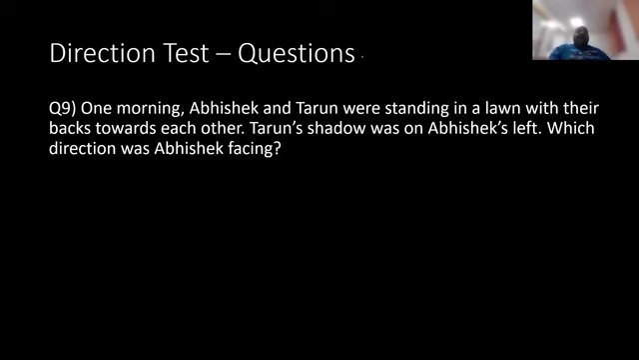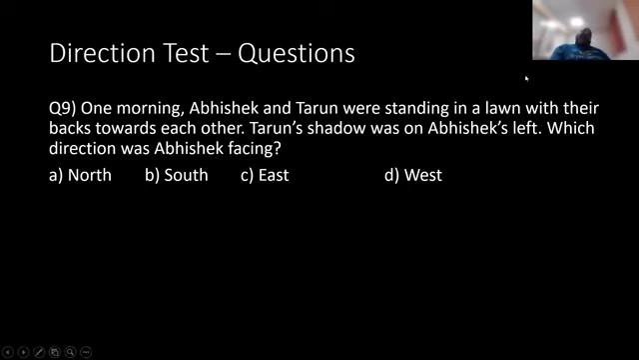If I look at relative placement, look at this one. One morning, Abhishek and Tarun, morning is important here, were standing in a lawn with their backs towards each other for some reason. They decided that they want to stand with their backs touching each other. Tarun's shadow is on Abhishek's left. Which direction was Abhishek facing? The answer would change if they were doing it in the evening. But right now they're doing it in the morning.